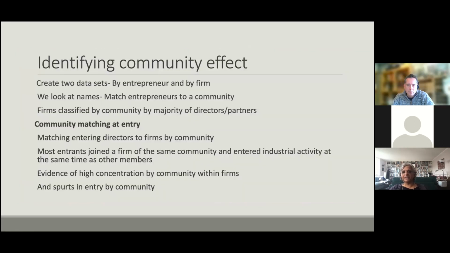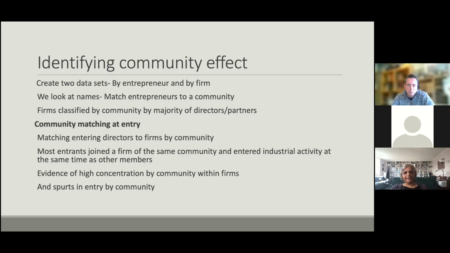So we create two data sets. One is by entrepreneurs. So we know all the entrepreneurs in the industry at this time. We look at their names and we match them to a community. And then we classify firms by community by the majority of directors or partners.